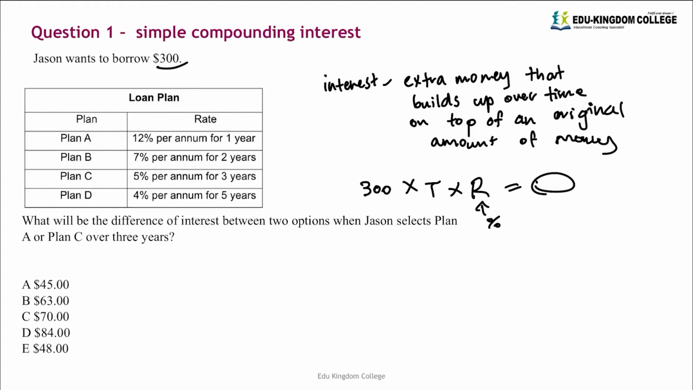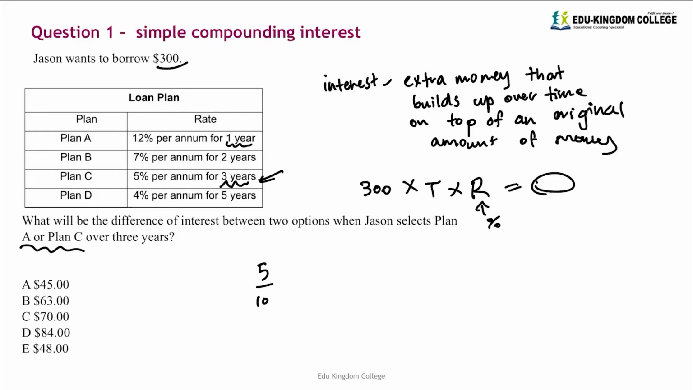Okay, so let's have a look at plan A and C because that's what the question addresses. Plan A suggests 12% per annum for 1 year. Plan C suggests 5% per annum for 3 years. Okay, now the trick in this question is to not be thrown off by these numbers here. Just because plan C says, oh, it's for 3 years, then I can maybe just say 5%, right? Or 5 over 100 times 300. Okay, we can't do this.